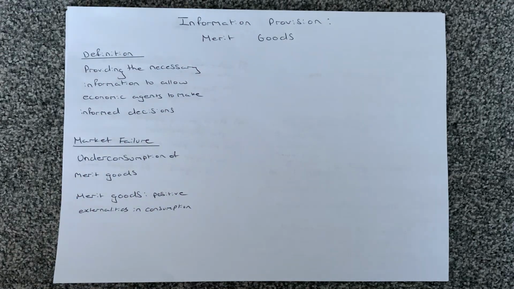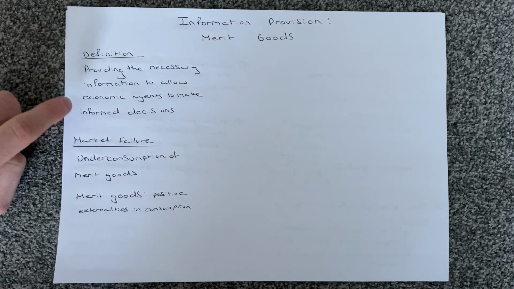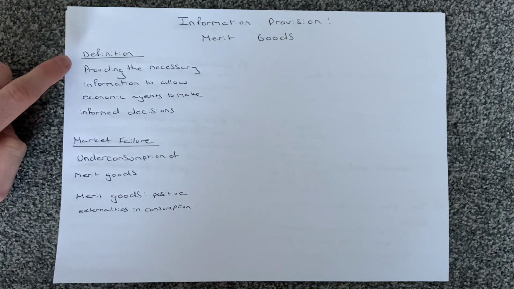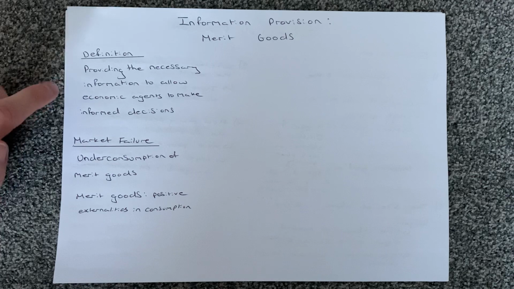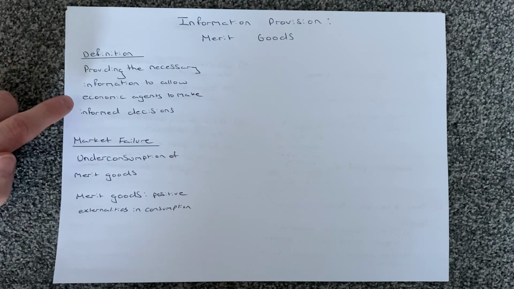Hello. So we're going to have a look at information provision, and specifically information provision with regards to merit goods. First of all, when we're talking about information provision, we're talking about providing the necessary information to allow economic agents to make informed decisions.